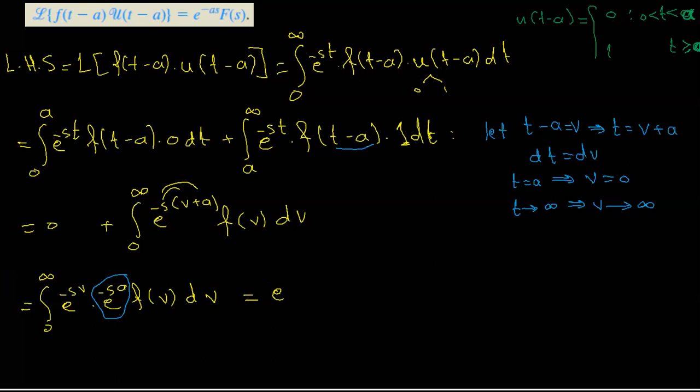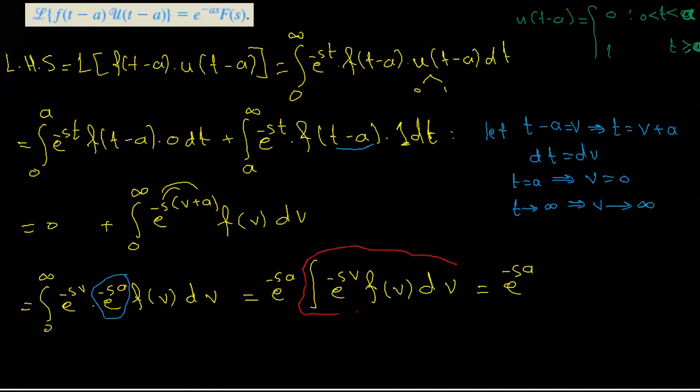So I'm going to take it out: e to the negative sa times the integral of e to the negative sv f of v dv. What about this last integral? What do you think about this integral? Don't forget it is from 0 to infinity. Who can tell me the answer of this integral? F of s, great, Mahmoud. Yes, this one is f of s.